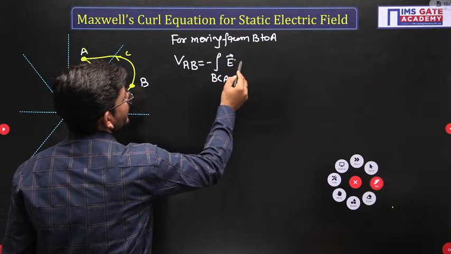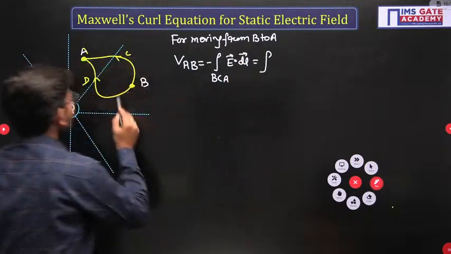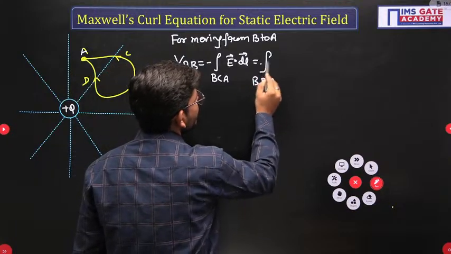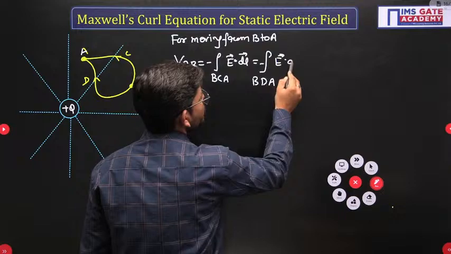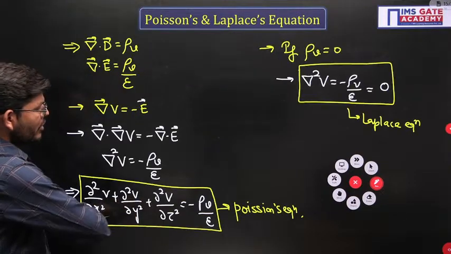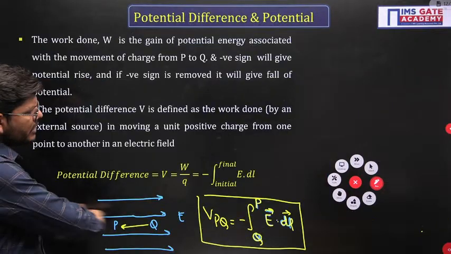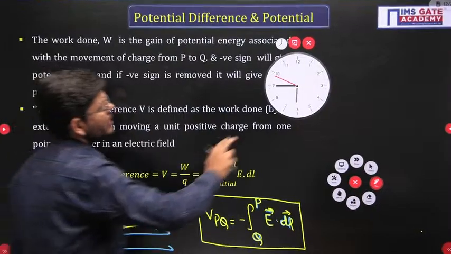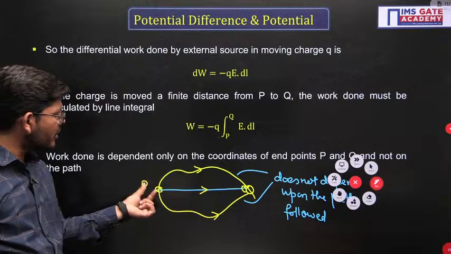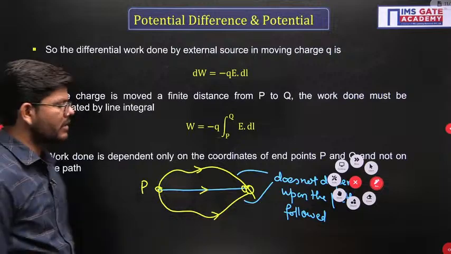E dot dl you can write, or if suppose you have taken the BDA path, you can take that path as well, and the potential is not going to change because potential difference depends only on the points, not on the path. That's the point that we have discussed. The potential or the work done depends upon the points, not on the path.